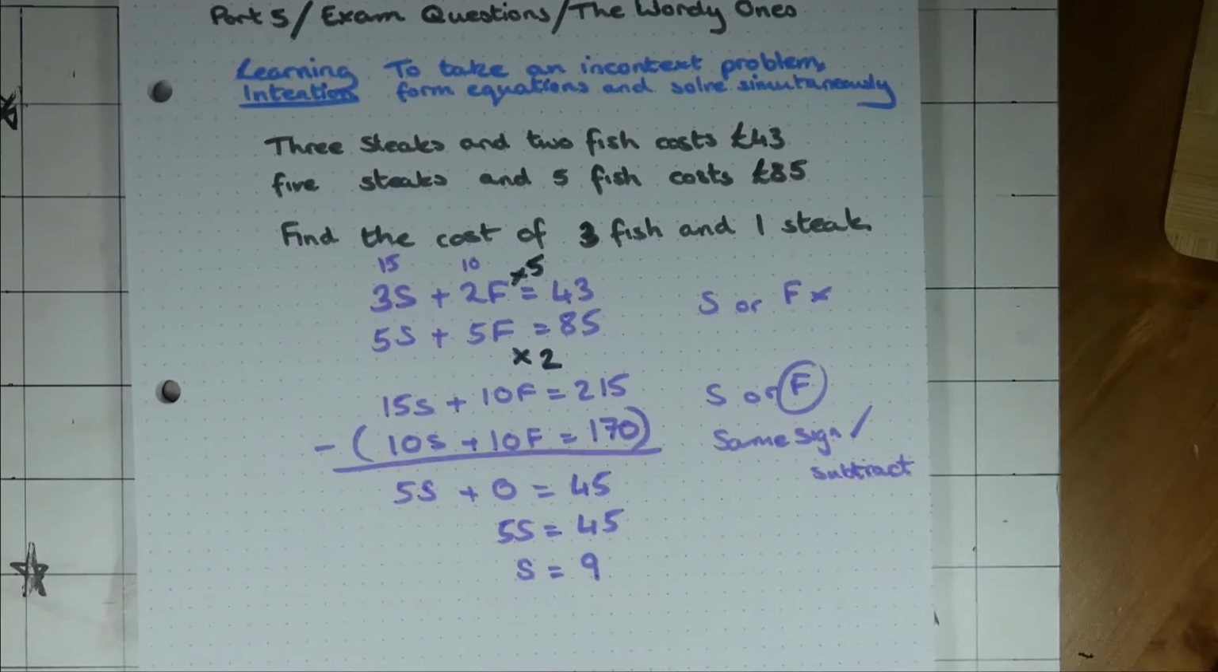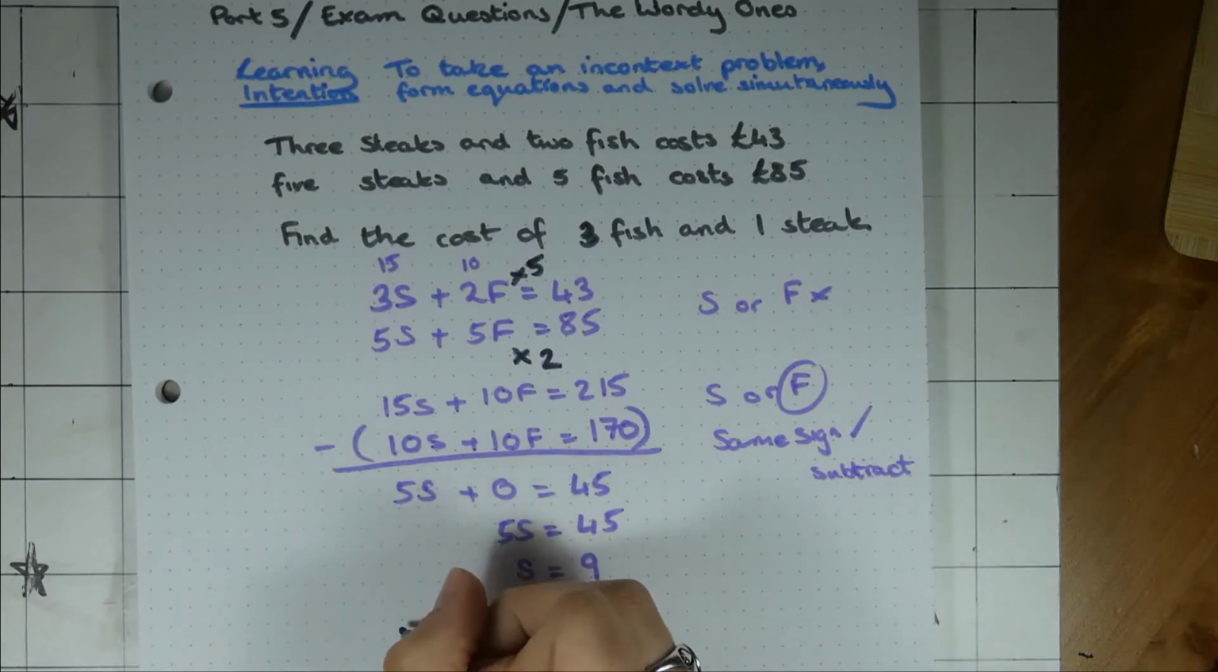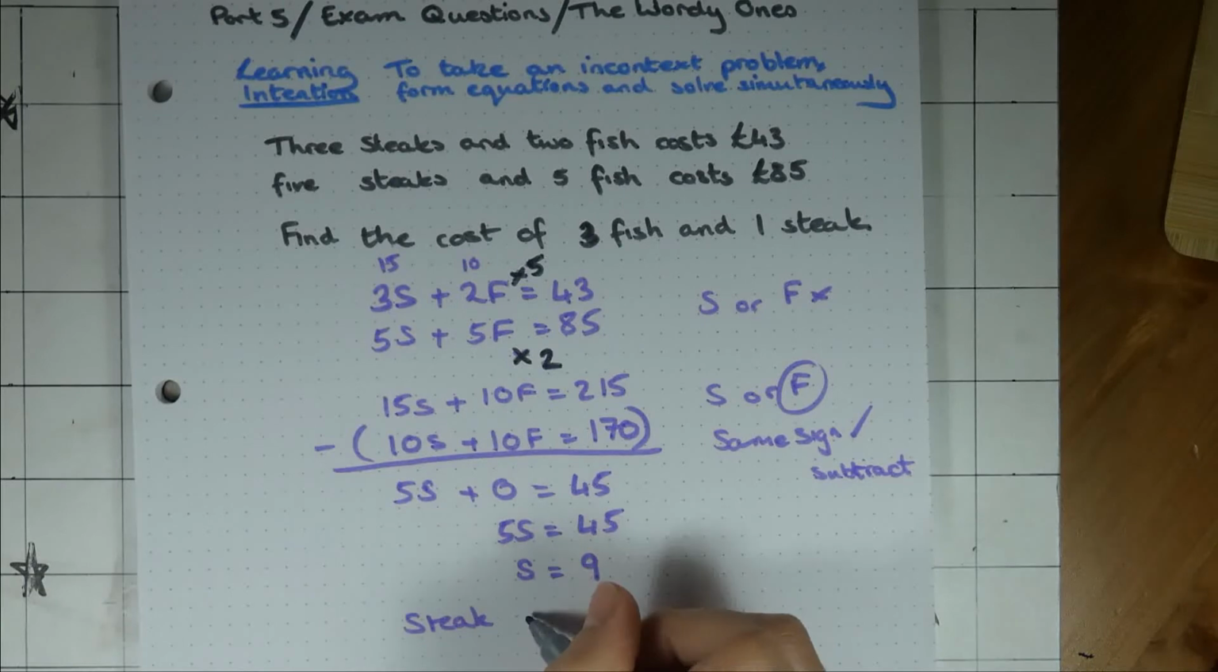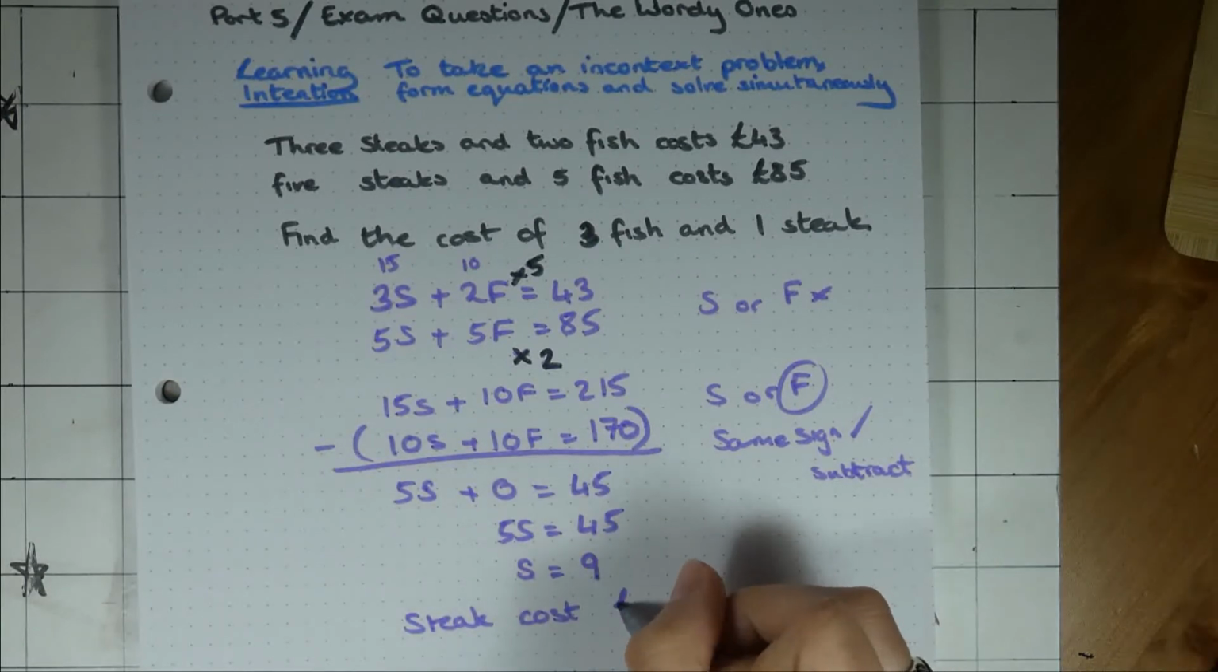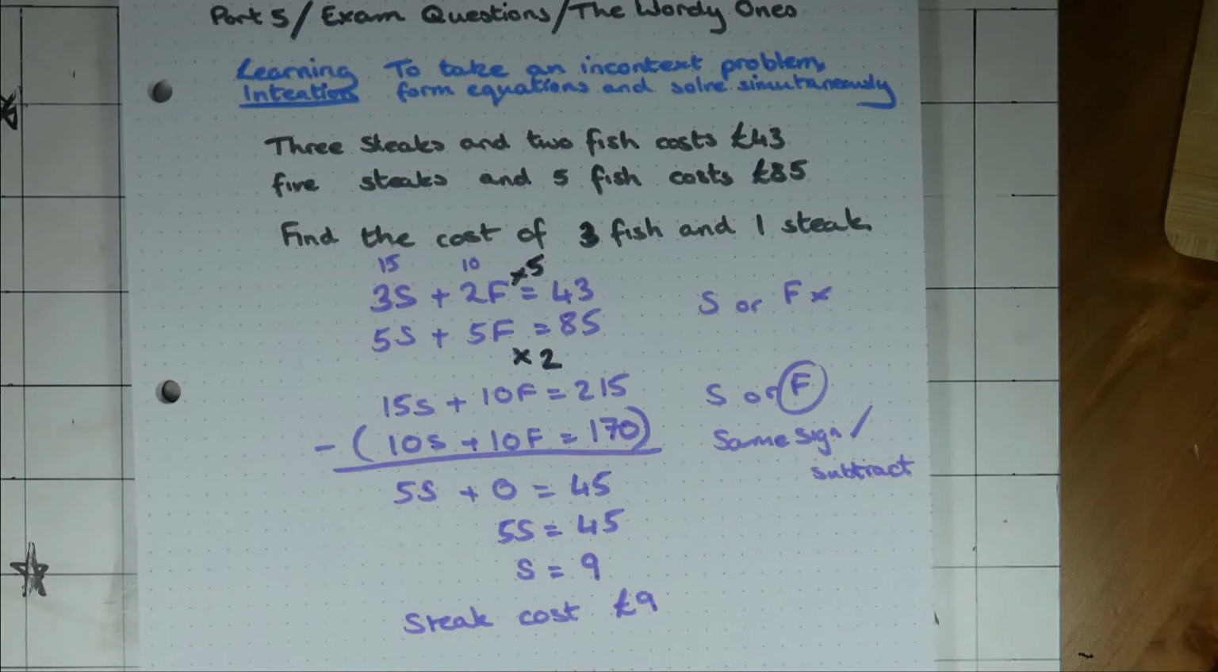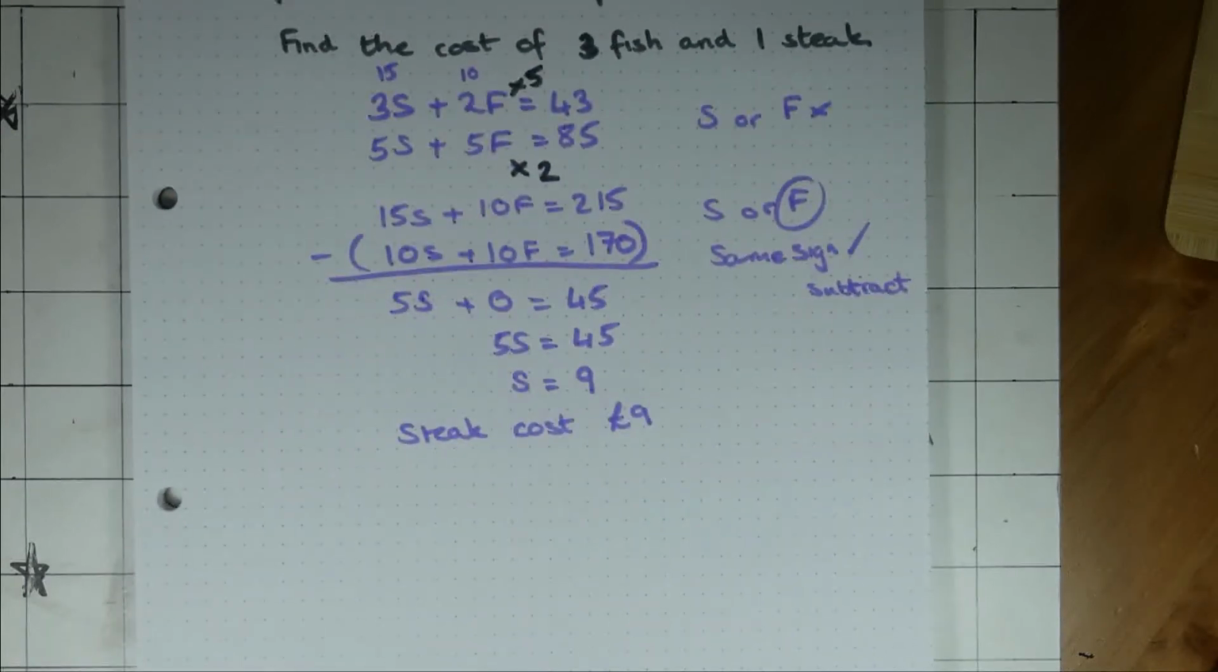And what this means is steak. And when we're doing these in context questions, it's really good just to state this obviously, so that you understand that we're working with numbers and values that represent money. Now, steak costs £9. How much is the fish?